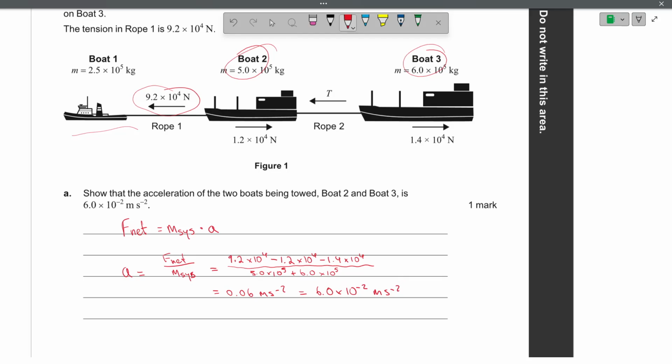Okay, so long as you have, I guess, this line with the right numbers in, that's enough to show it. It is only 1 mark. Okay, so you're not required to do any amazing work here. It's just write down the net force and the mass and you're done.